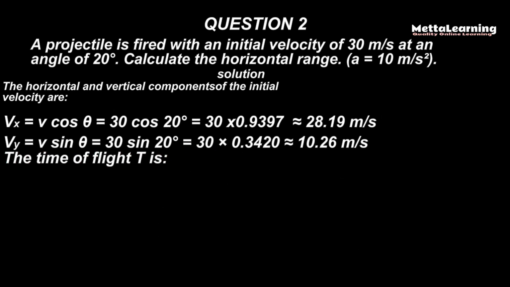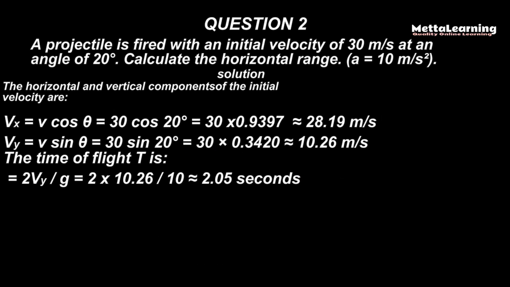Now, the next thing for us to do is to calculate the time of flight. The time of flight will help us to calculate our horizontal range. To get the time of flight, we use the formula t equals 2 times the initial velocity at the vertical component, all divided by g. So that will be 2 times 10.26 divided by 10. Dividing through, that gives you 2.05 seconds as the time of flight.